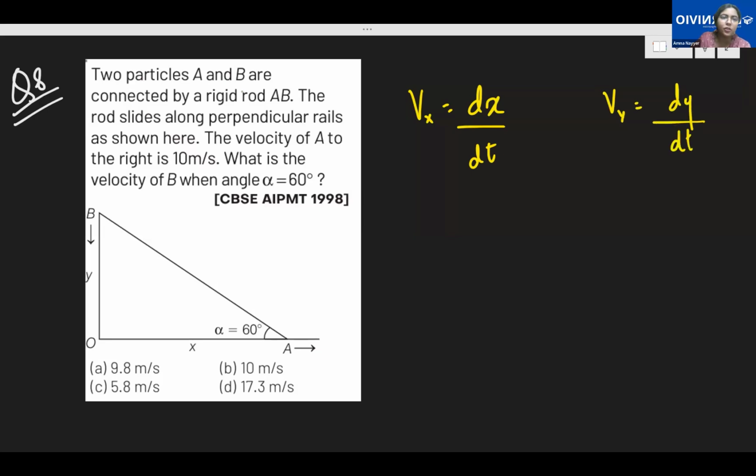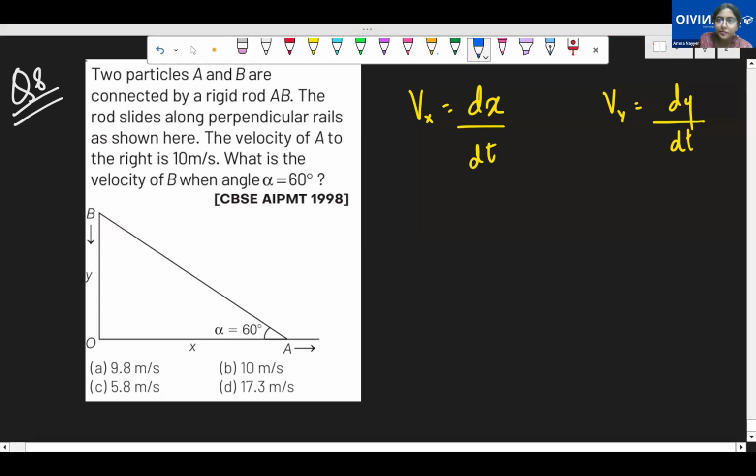See, question says that two particles A and B are connected by a rigid rod AB. The rod slides along the perpendicular rails. Velocity of A to the right is 10 meter per second. What is the velocity of B with angle alpha is equal to 60 degree? So see, velocity along the x-axis is dx over dt. Velocity along the y-axis is dy over dt. From this figure, this is given as y, this is given as x.